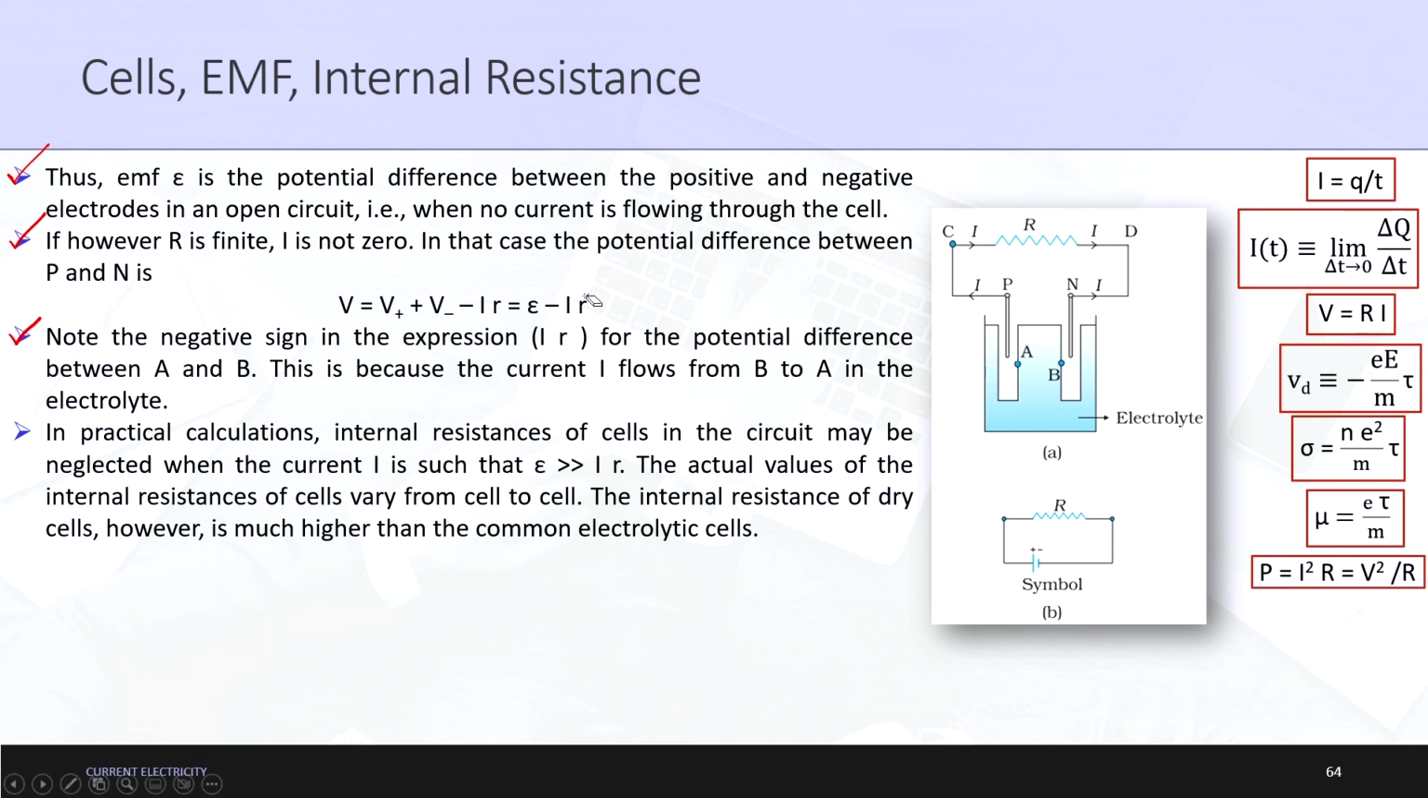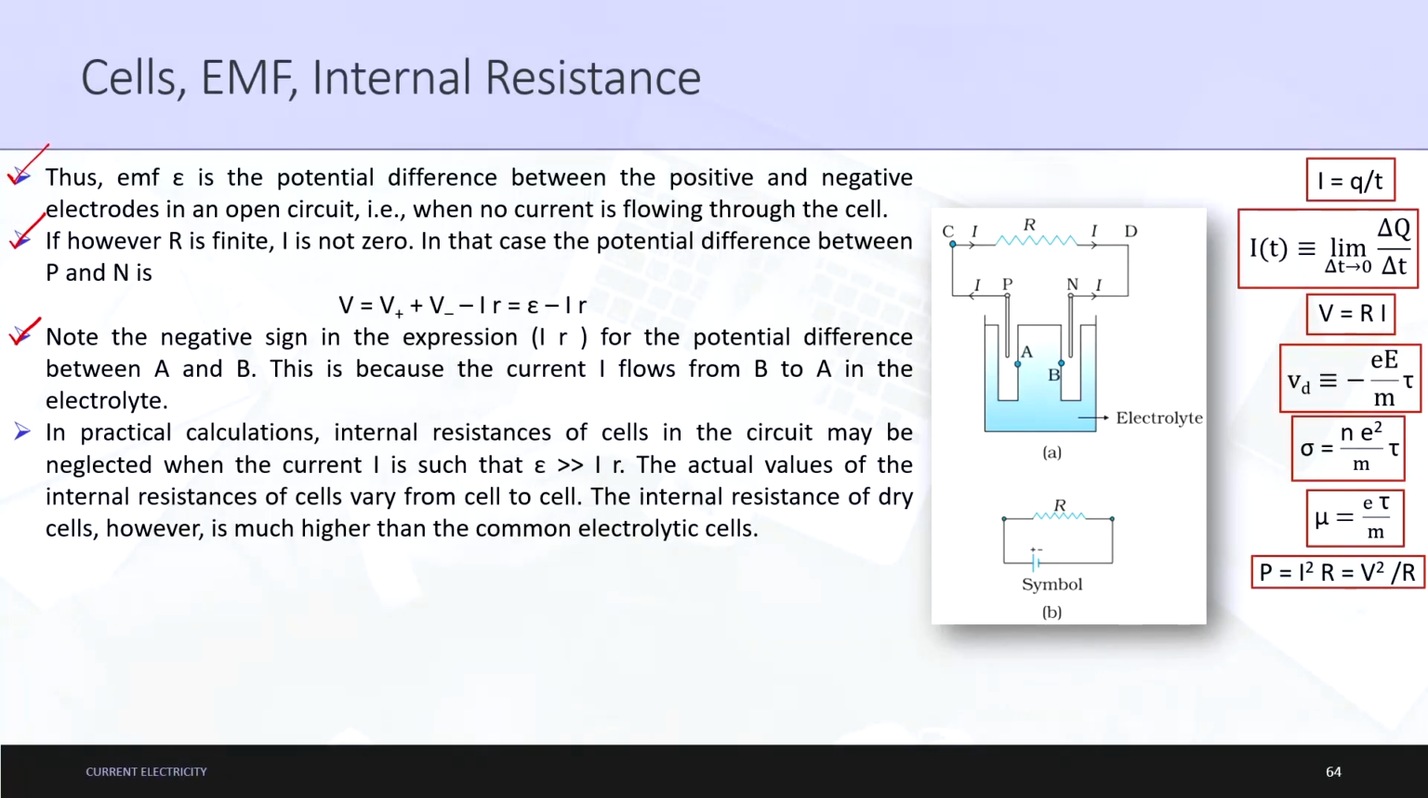Okay. In practical calculations, the internal resistance of cells in the circuit may be neglected when the current I is such that epsilon is very much greater than IR. Please make sure here r is nothing but the internal resistance, not the value of capital R. Because there is an internal resistance which we are assuming for the electrolytic cell, we are assuming a value of I into small r, not I into capital R. There is no dissipation of energy being assumed due to the resistor capital R here; it is only assumed due to the resistor small r.